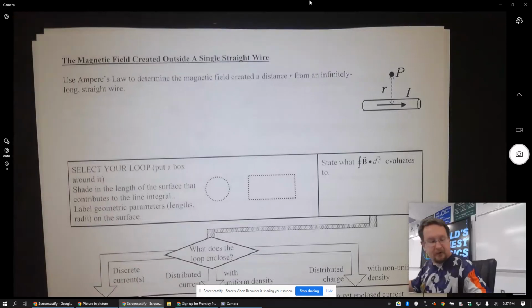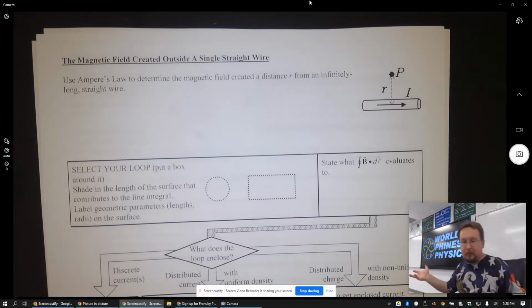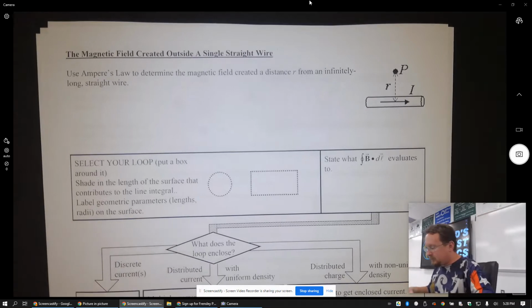Hopefully this one with Ampere's law can be shorter because it's the same sort of structure as the Gauss's law one. So, John Frensley, World's Finest Physics. I hope you've been watching these videos in sequence.